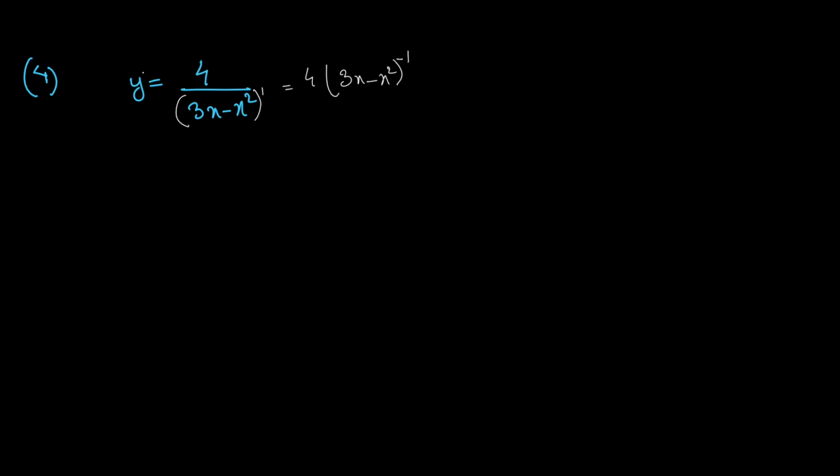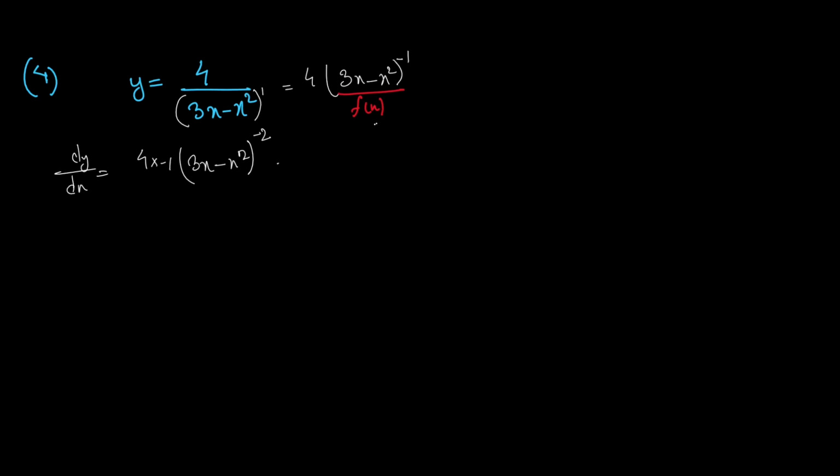Now let's do this math. When we do dy divided by dx, we'll get 4. Now the power minus 1 comes in front, so that's minus 1. And then here f(x) is 3x minus x squared. So we will write f(x) as it is initially, 3x minus x squared. And then our power minus 1 will decrease by 1. So minus 1 will give us minus 2.